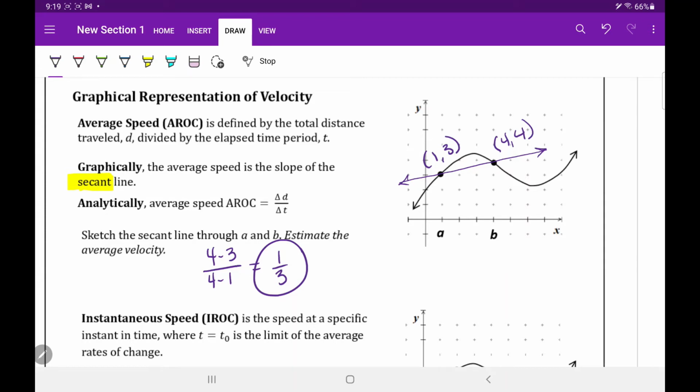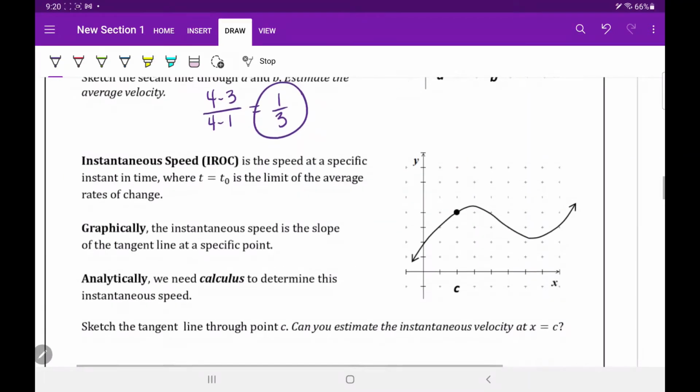Keep in mind, this is just the average velocity between A and B. It's not meaning on this entire graph. It could be the same if we chose 2 different points. It could be different. Okay? So we're just saying between points A and B, the average rate of change or the average speed is 1/3. So let's go to the next set.